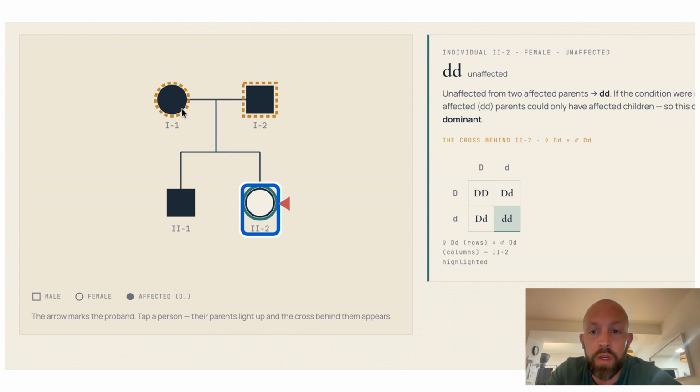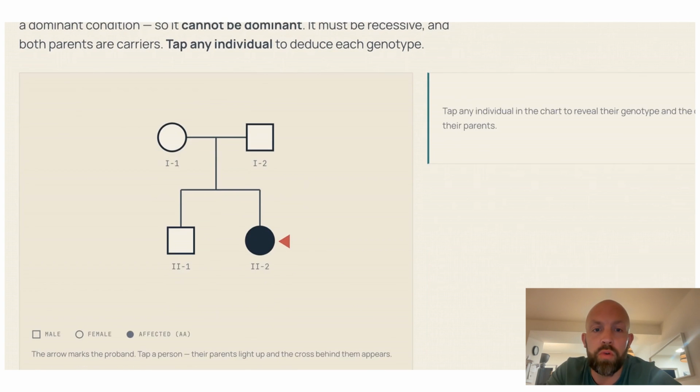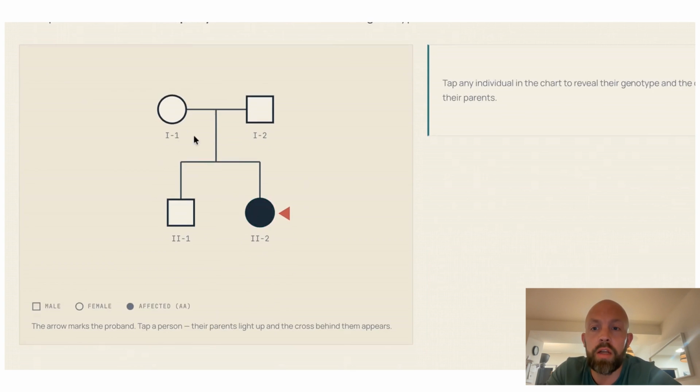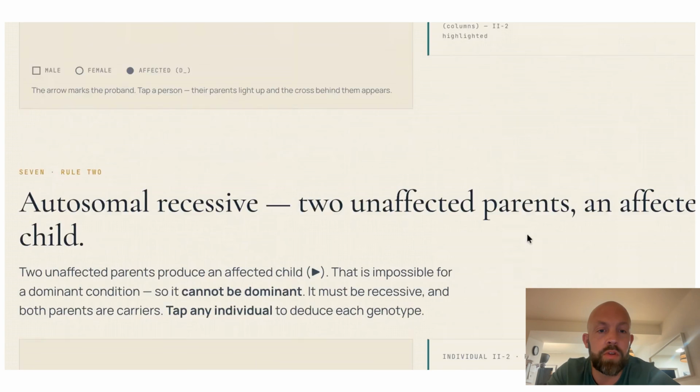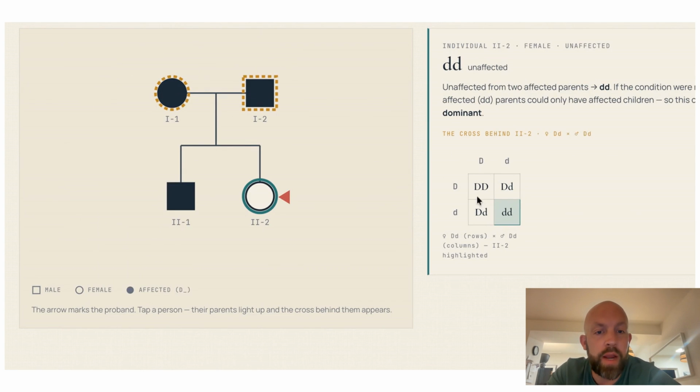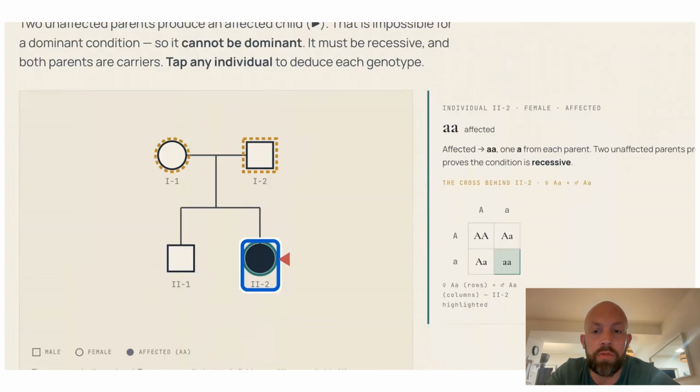So here we've got two affected parents have an unaffected child. Always look for these rules when you're doing a pedigree chart. Two unaffected parents have an affected child. Same cross, but the inheritance is recessive. So here, the dominant gene is the ones that have it. This individual, homozygous recessive, doesn't have the condition.